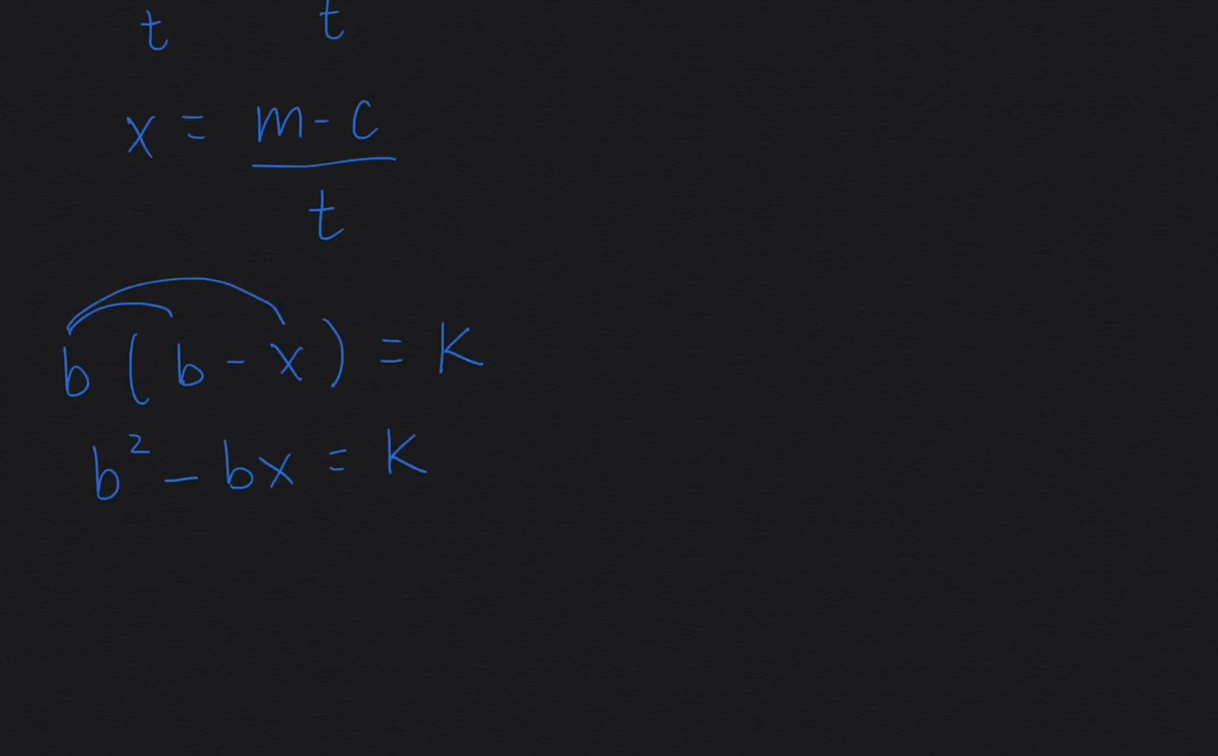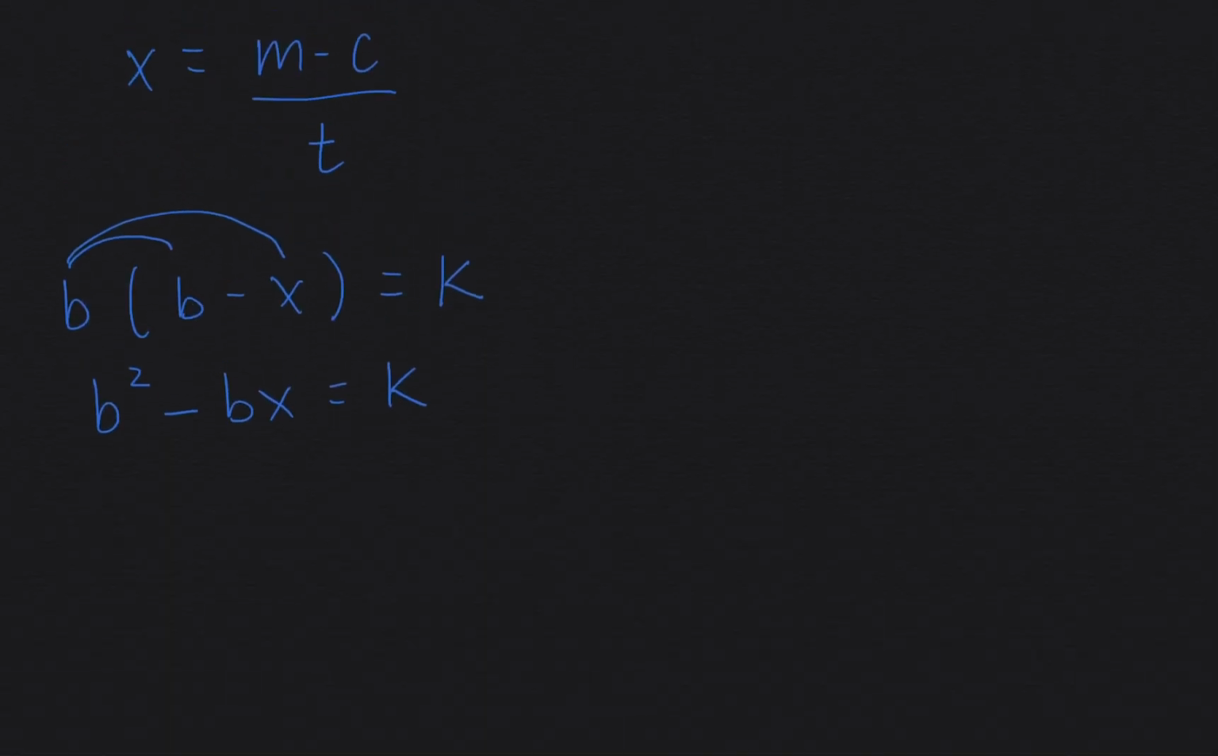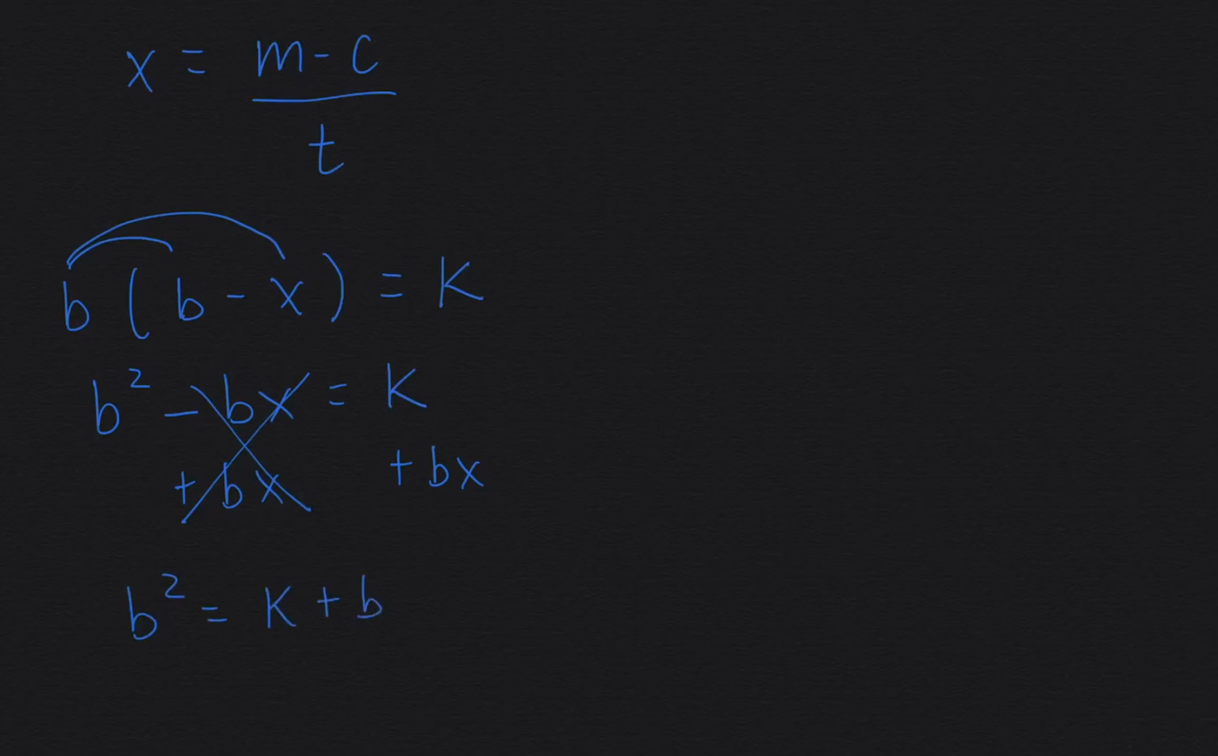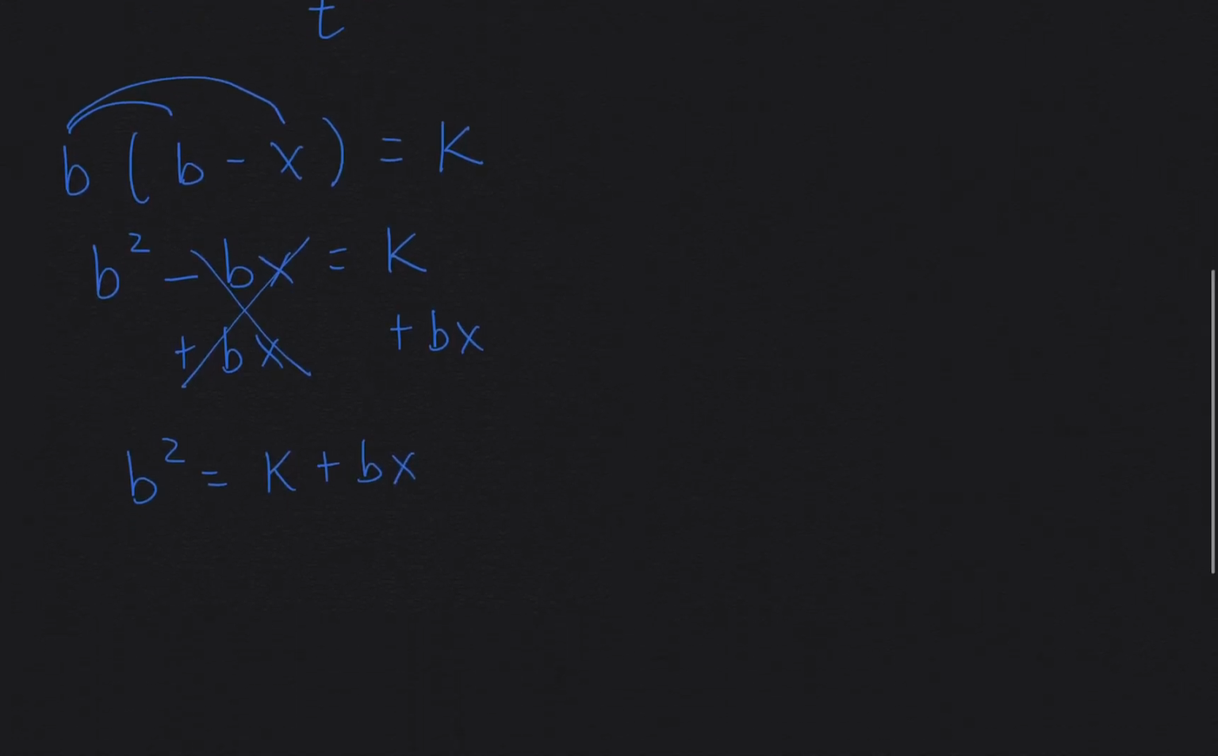So now that we've expanded our brackets, now we have to focus on getting x by itself and making x positive. So just like the last question, first thing we're going to do is make x positive by adding bx to both sides, okay? So these cancel out, and now we have b squared is equal to k plus bx, okay? And now we'll subtract k from both sides because we're working on our mission to get our x by itself. These k's cancel out. Now we have b squared minus k is equal to bx.